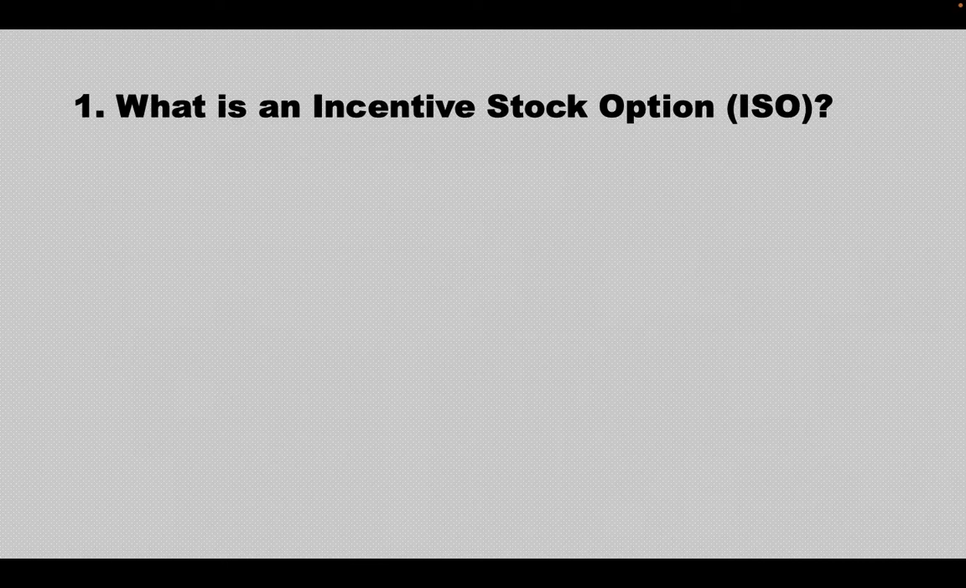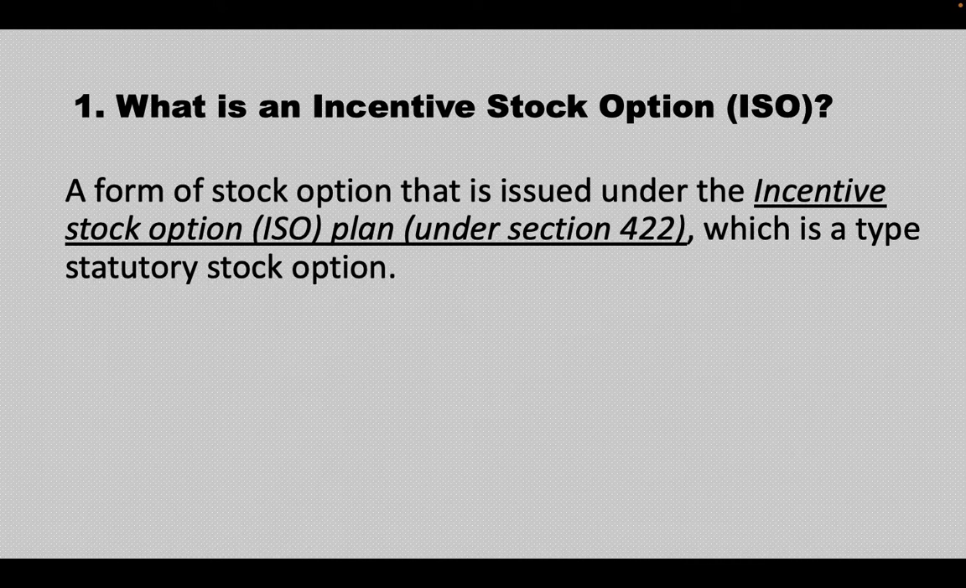What is an incentive stock option? Incentive stock option is a form of the stock option that is issued under the incentive stock option plan under section 422, which is a type of statutory stock option. So first thing to point out, this is a plan created by the tax code section 422. And this is called statutory stock option. Basically, it tells you those favorable tax treatment of this stock option.